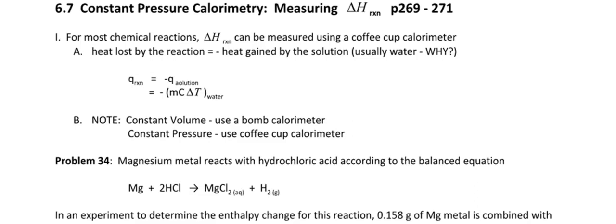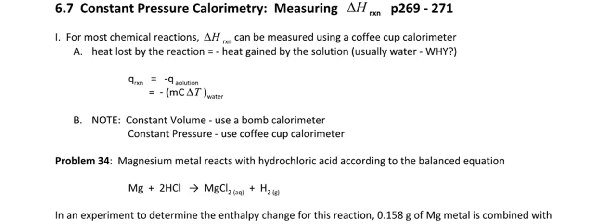For most chemical reactions, delta H of the reaction can be measured using the coffee cup. Heat lost by the reaction is negative heat gained by the solution, usually water. Why? I think you know that. What are you going to say? Let's hear it. Oh yeah, the specific heat is 4.18. It's really pretty high, isn't it? So we'll use water for the solution.